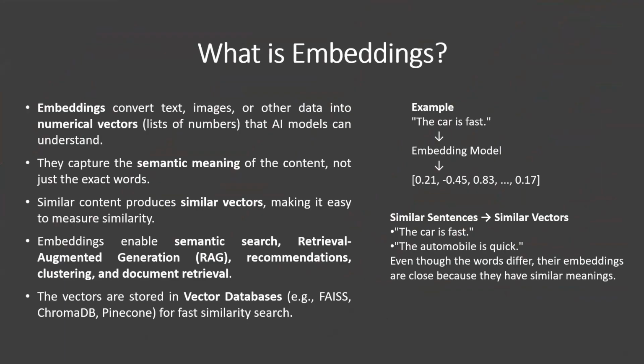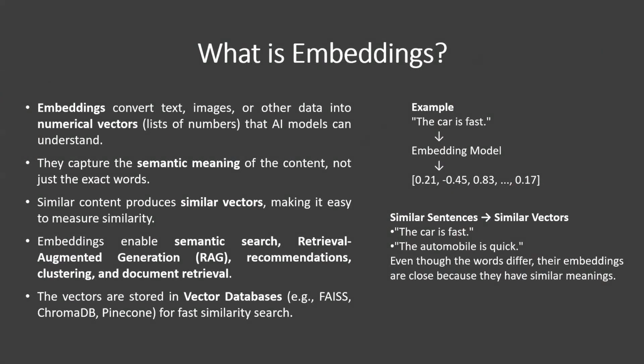The next question is, what is embeddings? Embeddings convert text, images, or other data into numerical vectors that AI models can understand. They capture the semantic meaning of the content, not just the exact words. So similar content produces similar vectors, making it easy to measure similarity. Embeddings enable semantic search, retrieval-augmented generation, recommendation, clustering, and document retrieval.